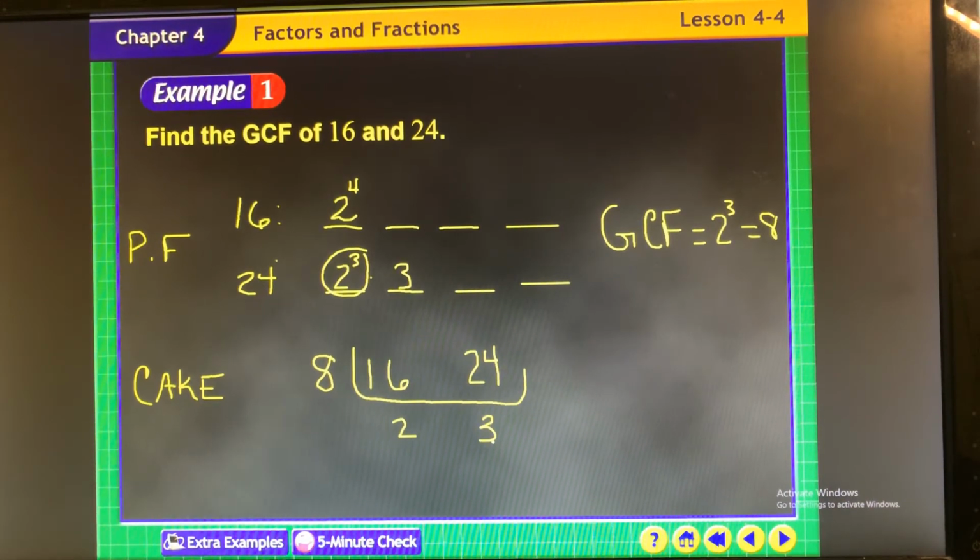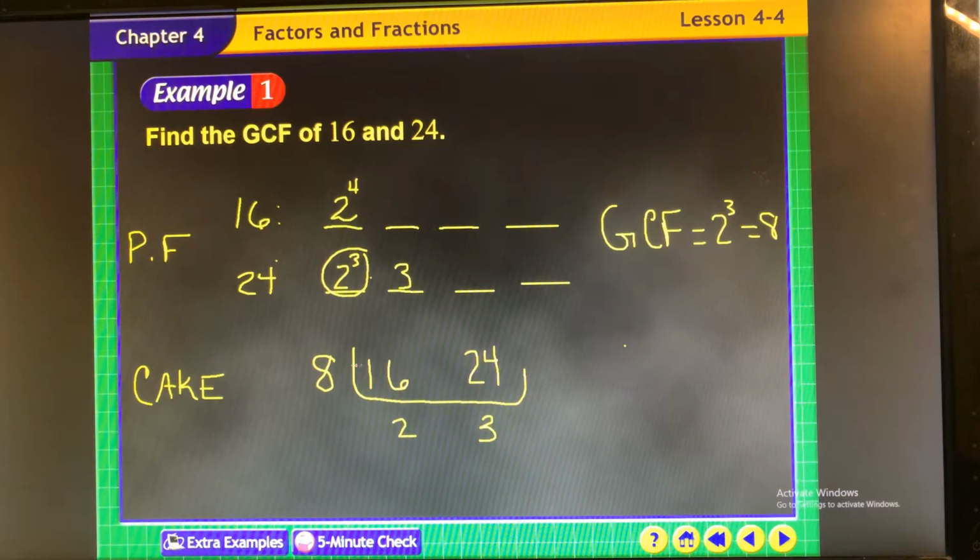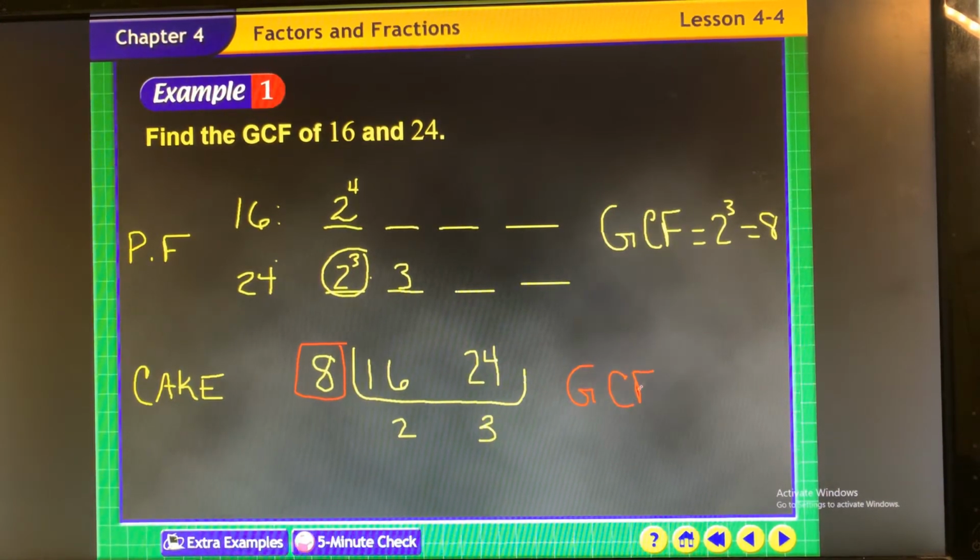Can you factor 2 and 3 any further? No, nothing goes into them except for 1. So you're done. The number right here on the outside of your cake, that's your GCF. Done. See how easy that was?